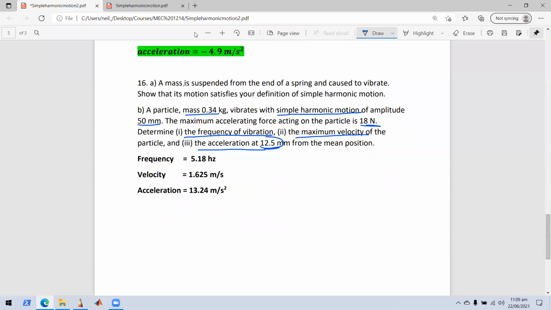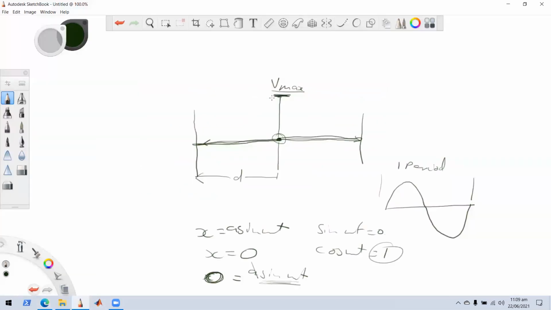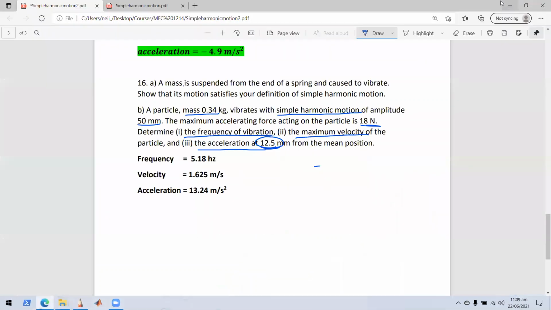Here, 12.5 millimeters, you're going to have to equate x to that and use it in a equals minus omega squared x, something like that. For maximum velocity, that's at the center point, right? So cosine omega t is going to be 1 already. So you know that as well.